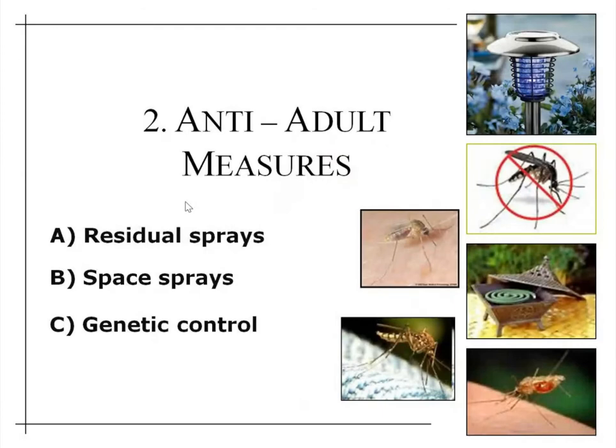So till here we have seen the various methods we use to kill the larvae. Those are anti-larval measures. One is environmental control, and the other two are chemical control and biological control. Next, coming to how to control the adult mosquitoes. There are three different methods to control adult mosquitoes: residual sprays, space sprays, and genetic control. So let's see what these are.